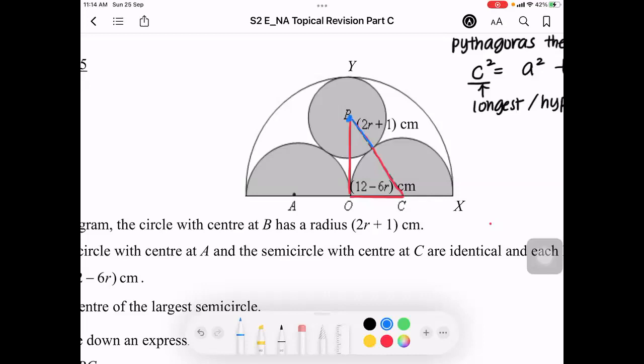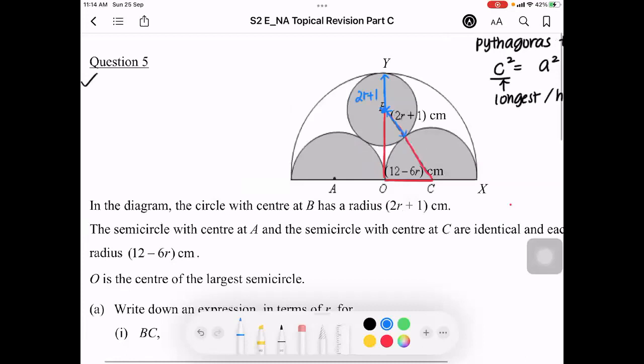Okay, but because it's a circle, you have to take note. This is the radius, this is the radius, this is the radius. All 360 degrees, all are radius. So when you have this kind of question, you need to take note. Right? This part is also 2r plus 1. This portion is 2r plus 1 also.